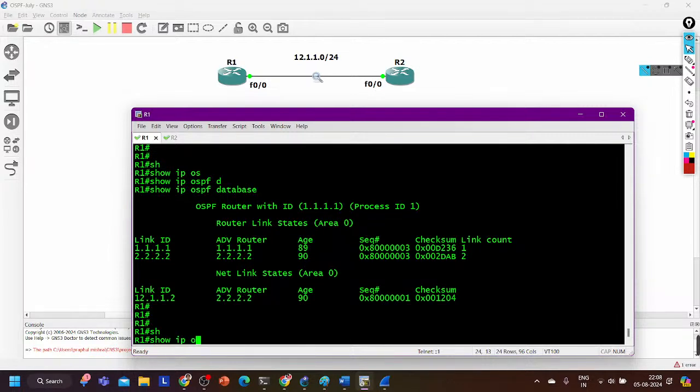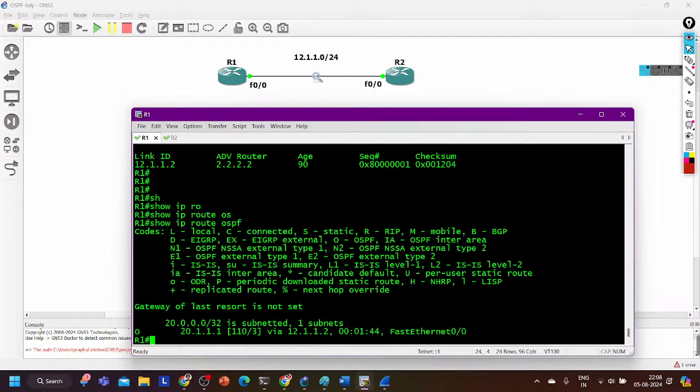And show IP route OSPF. Now you can see router 1 is learning the 20 network from OSPF. So the AD value is 110. This is the default AD value of OSPF.